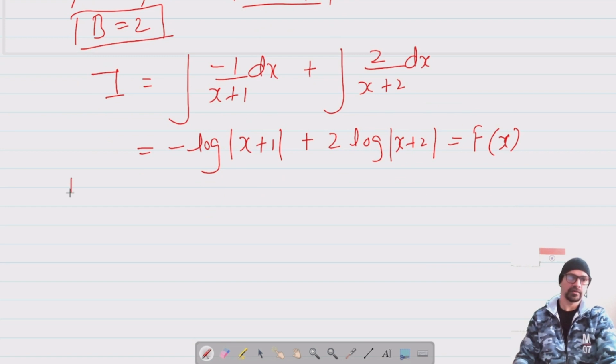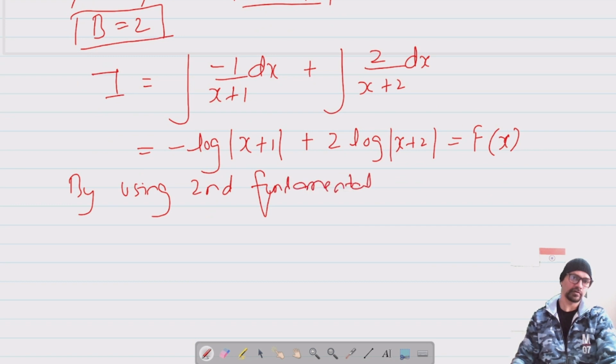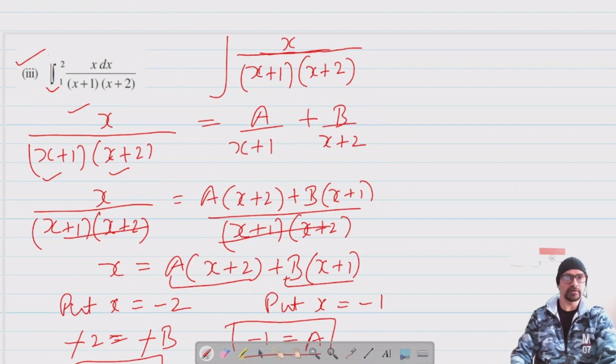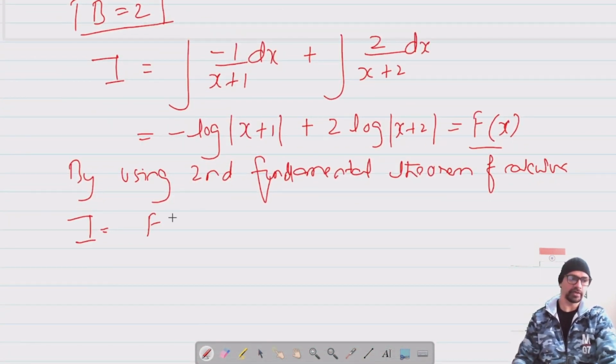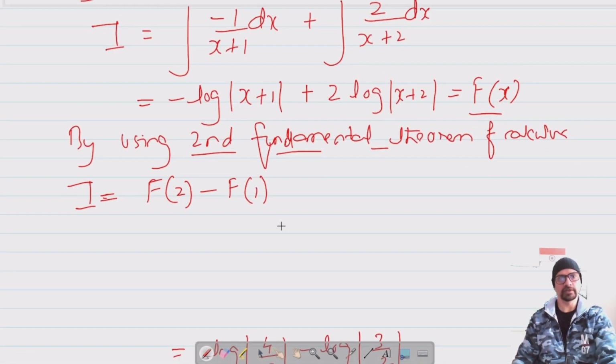And now by using the second fundamental theorem of calculus, we have to evaluate our integral for the limits. The limits are minus 1 and 2, so that means this is our function and we have to find the value. The second fundamental theorem of calculus says that the value of the function at 2 has to be subtracted from the value of the function at the lower limit.